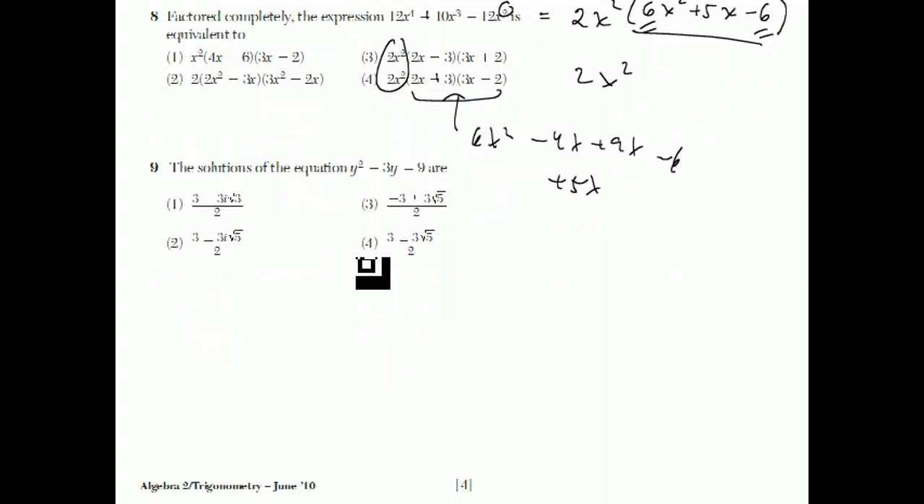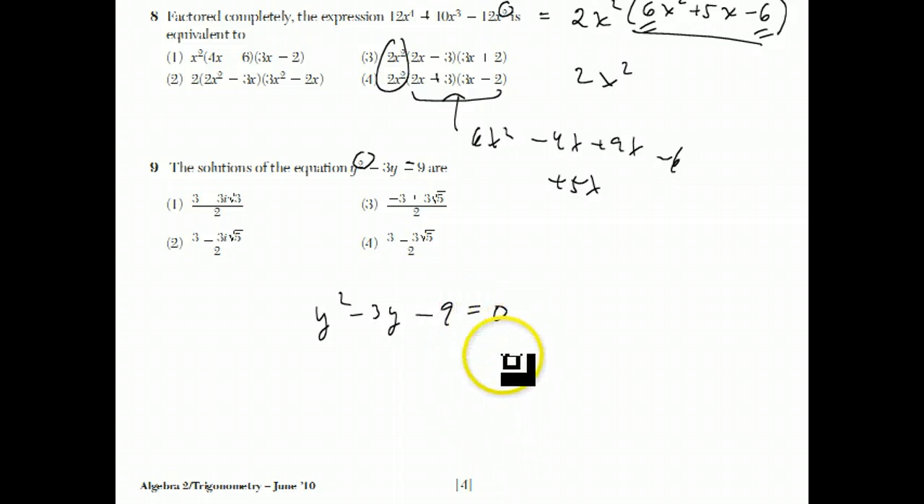The solutions of the equation y squared minus 3y equals 9 are. Well, when you see an exponent up here, you might be tempted to divide by y or do all kinds of things, but actually what you want to do is first rearrange this so that there's a 0 on the right hand side. The reason is that when you have equals 0, you could solve by factoring. Sometimes you have an easier question than this.